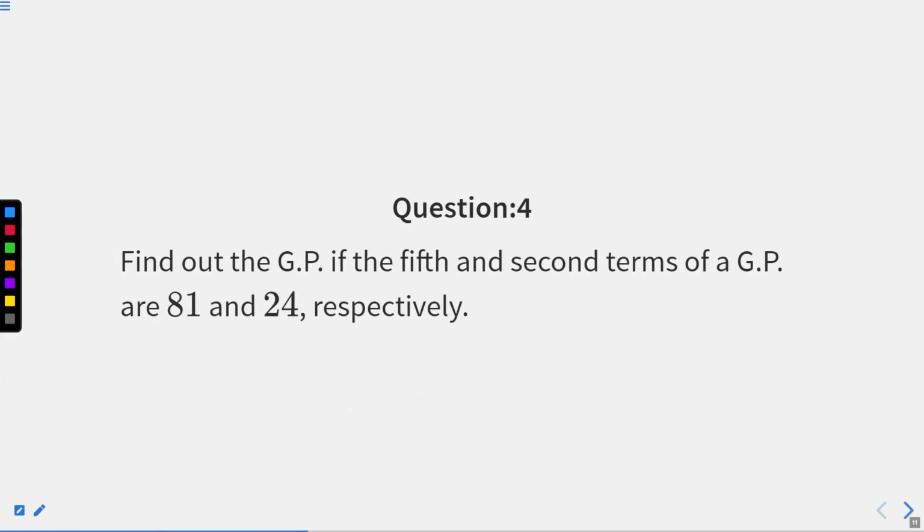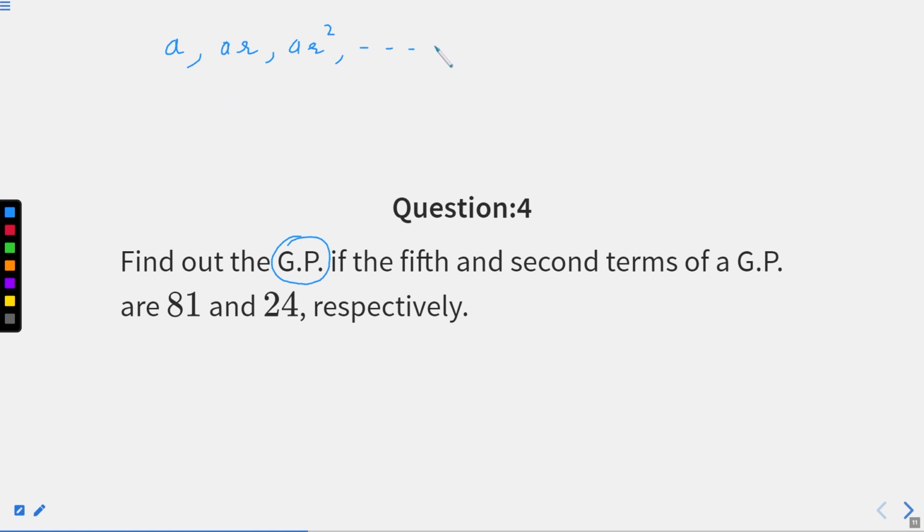Now the next question, question number 4, is based on the concept of GP. Let's see how a GP looks. The first term of the GP is A, the second will be AR, the third will be AR square, till, depending on finite or infinite GP. Okay.